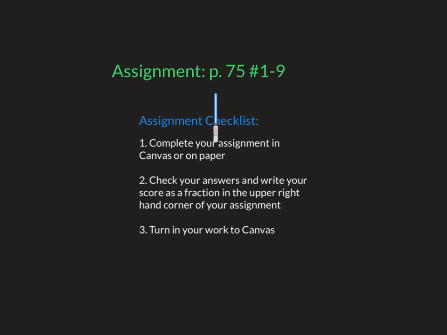So your assignment for today is page 75, number 1 through 9. Please make sure to follow the directions on the checklist and submit your assignment to Canvas once you're finished.